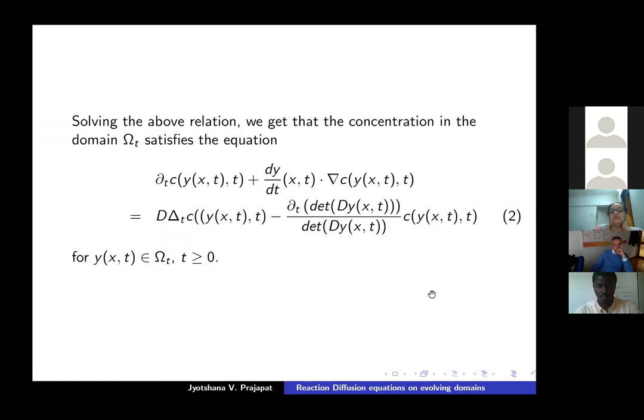Okay. So if one solves the above relation, then one gets this particular equation. So here this is what we get as flow velocity, the equation that I had got before. So this is your flow velocity. And now since we have simply written omega t as Y_t of omega, one can see the justification for why we get this term over here.